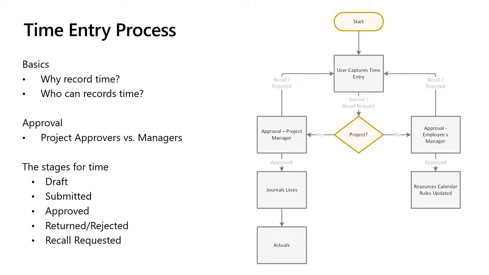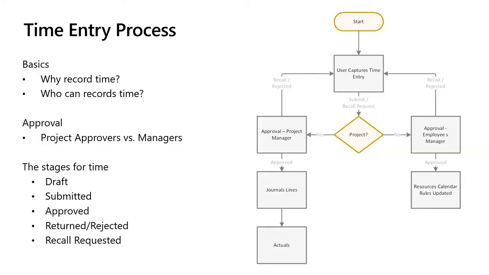We do so only for the scenario of blocking out the resource's availability for future time. This way, resource managers understand who is available and are able to book resources correctly for future work, while project managers understand what progress has been made against projects and tasks and are able to track financial impact on the project. The stages of the submission go from draft through to approved.